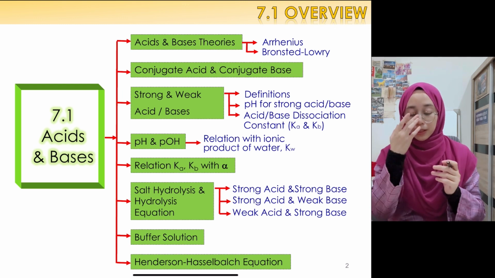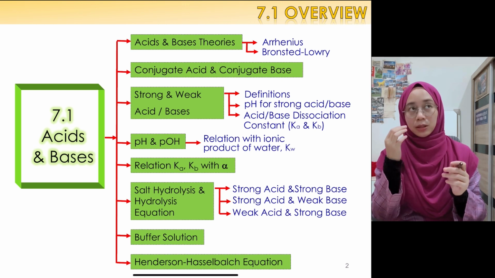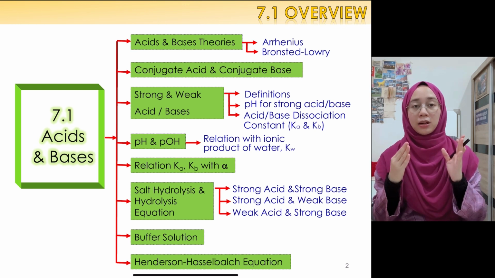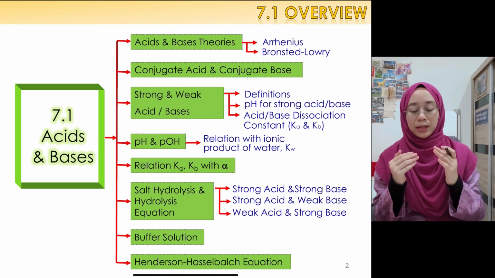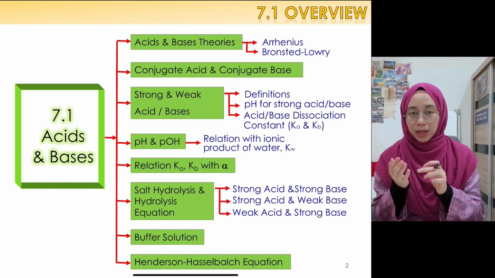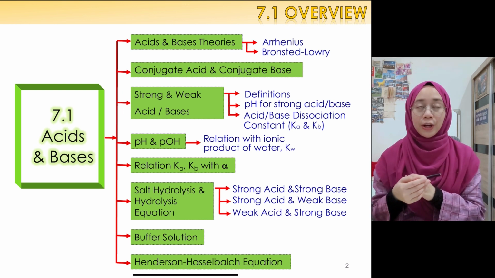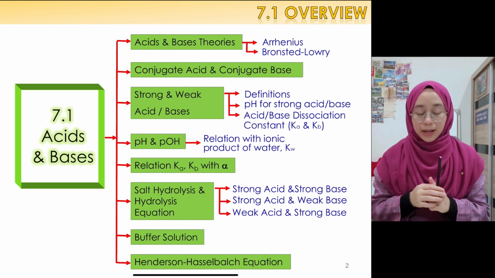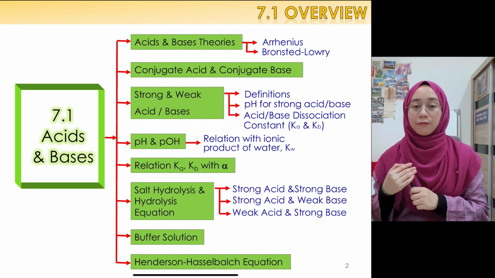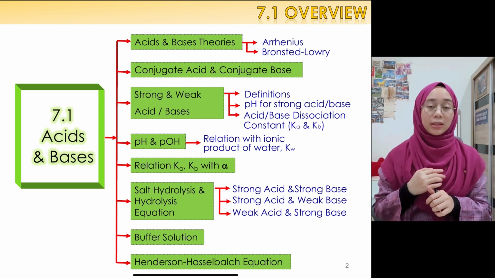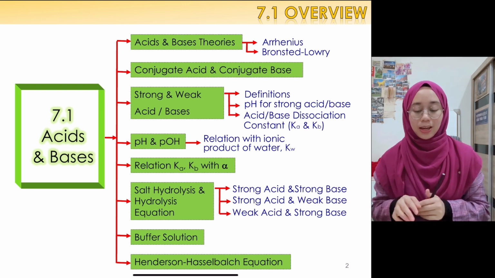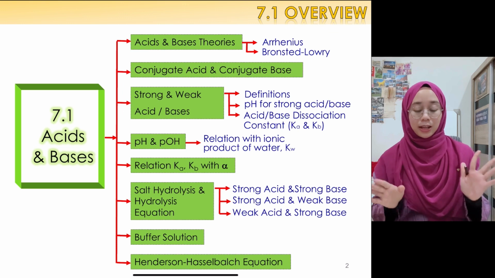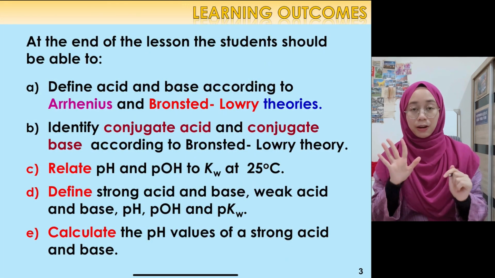So kita akan belajar pasal relationship antara pH yang weak acid weak base ni kepada dia punya Ka, Kb ataupun alpha punya value. Okay, and then yang ketiga pula lebih kepada pasal salt hydrolysis, and then yang last kali kita akan tengok pasal buffer solution and also Henderson-Hasselbalch equation. Okay, so first untuk hari ni kita akan cover this 5 learning outcome, class.